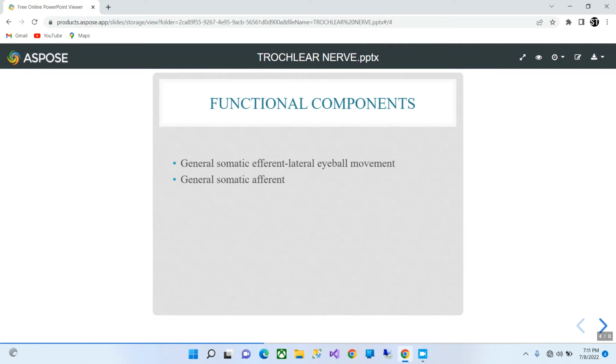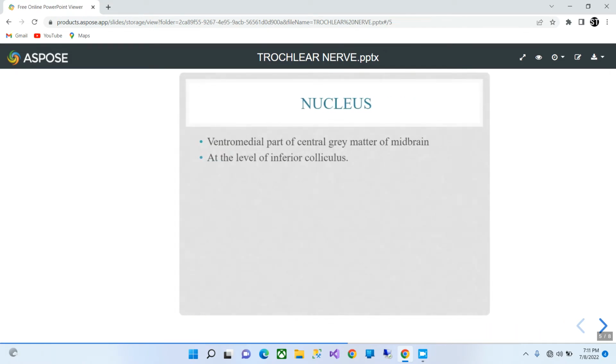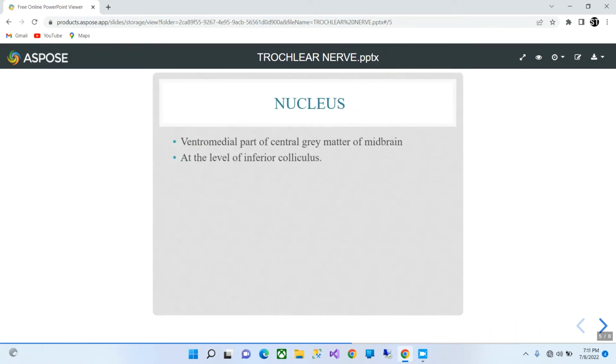Next we see about the functional components. Here the general somatic efferent is used for lateral movement of the eyeball. And the general somatic afferent, it is useful for the proprioceptive impulses from the muscle to the mesencephalic nucleus of fifth nerve.